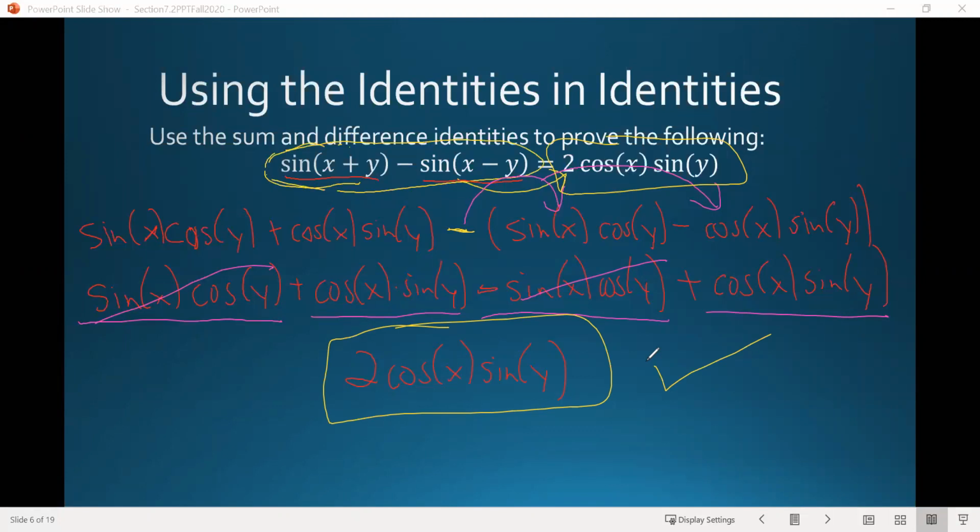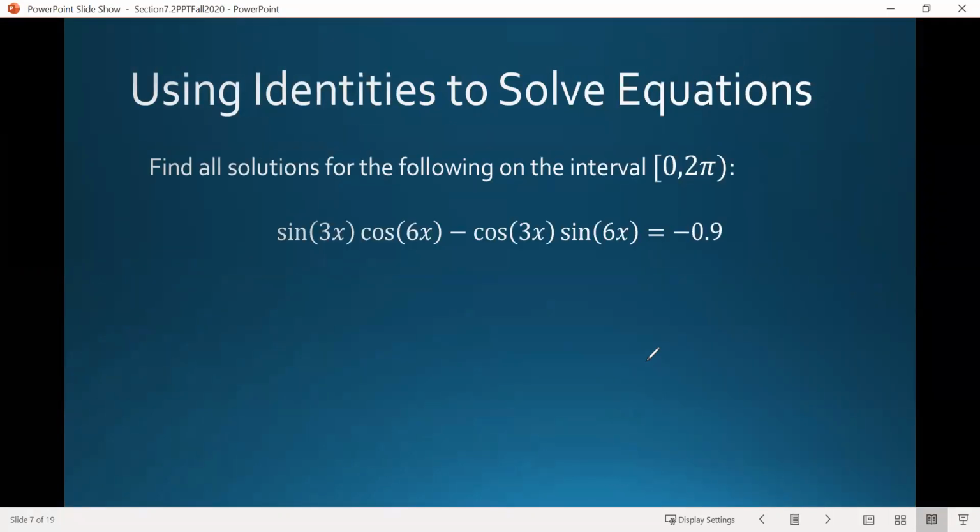Okay, let's look at the next problem. So now we're going to be asked to solve an equation using this identity, or these sets of identities here. Okay, so notice we're given sine of 3x times cosine of 6x minus cosine of 3x times sine of 6x equals negative 0.9.